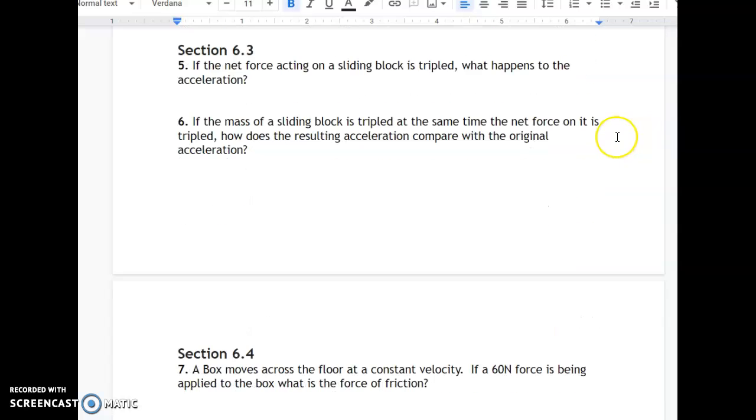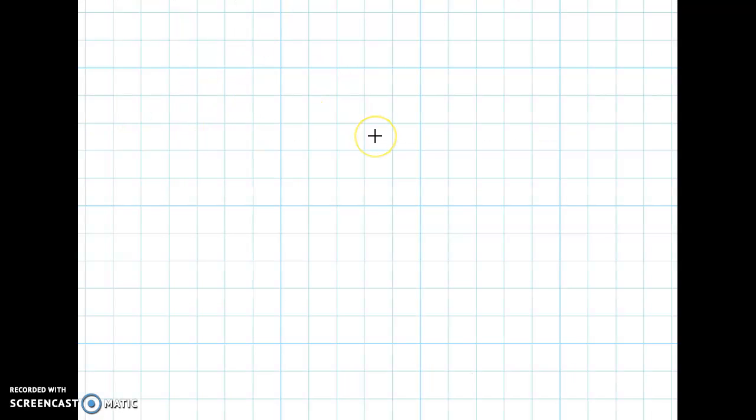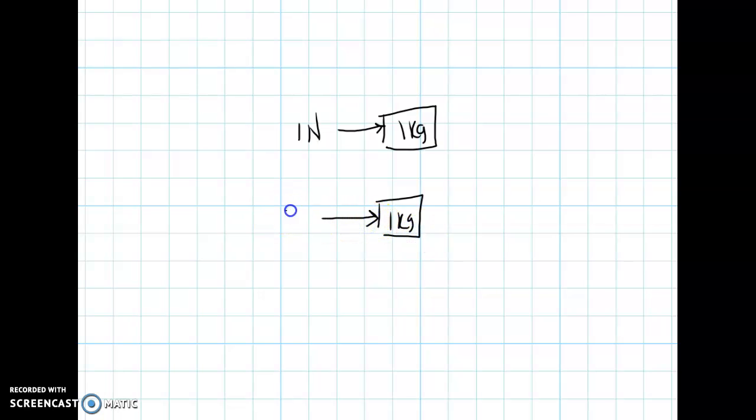So section 6.3, if the net force acting on a sliding block is tripled, what happens to the acceleration? So you might right off the bat recognize that the acceleration is going to triple, but if you forget, you can always draw a picture. Okay, so let's just say that our block is 1 kilogram, and originally we were producing a force on it of 1 Newton. Okay, so now we want to see what would happen if we increased our force. So we now put 3 newtons of force on that block. So what do we expect to happen with our acceleration?